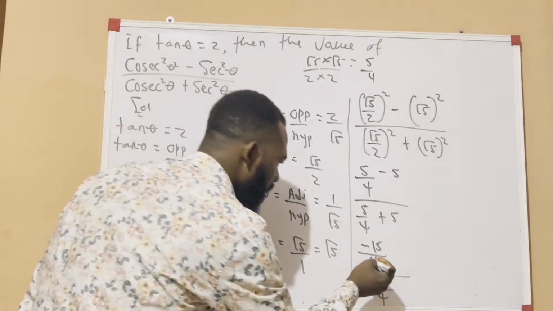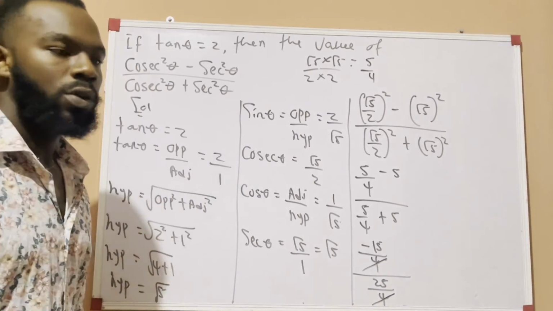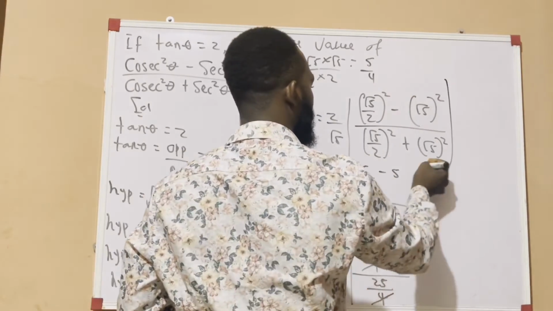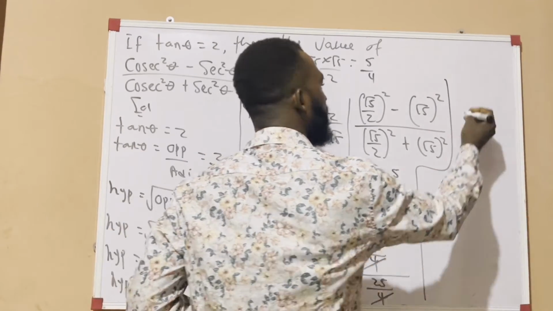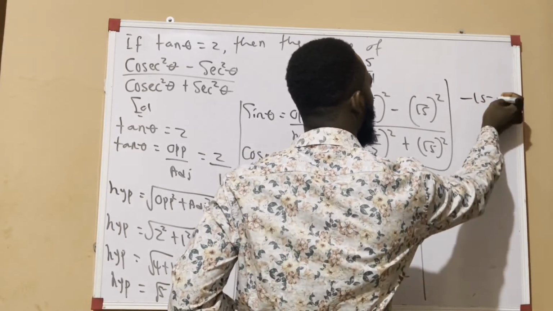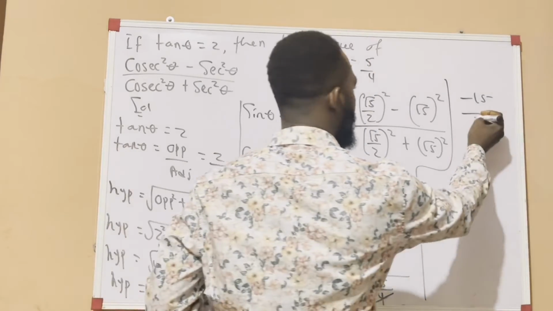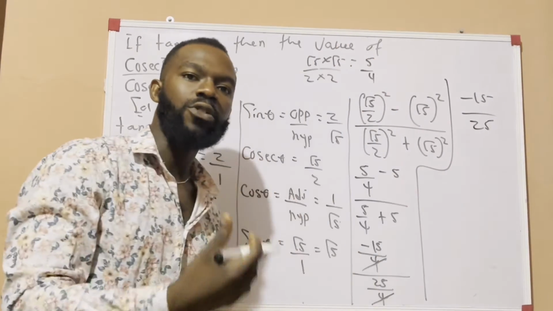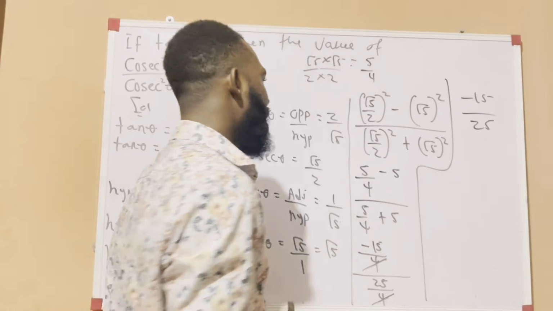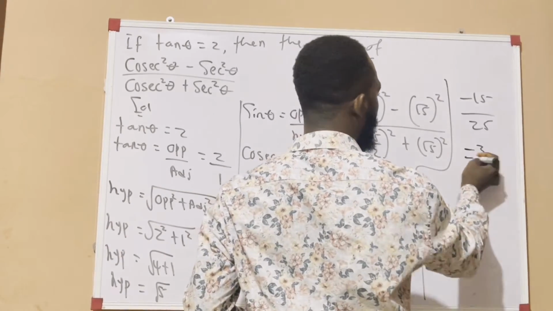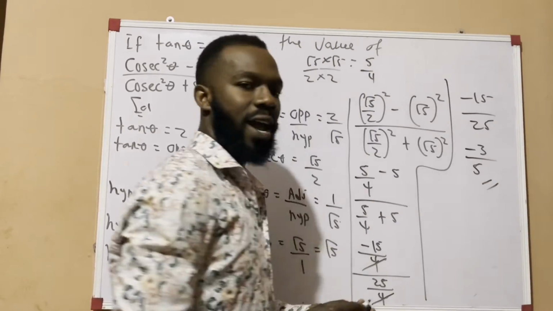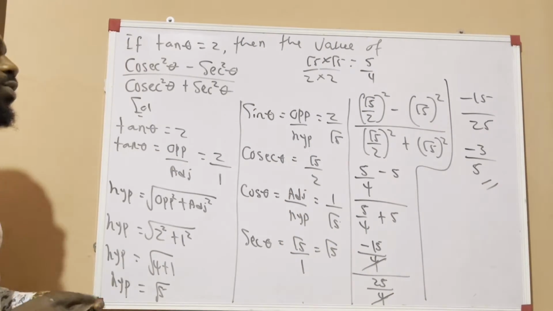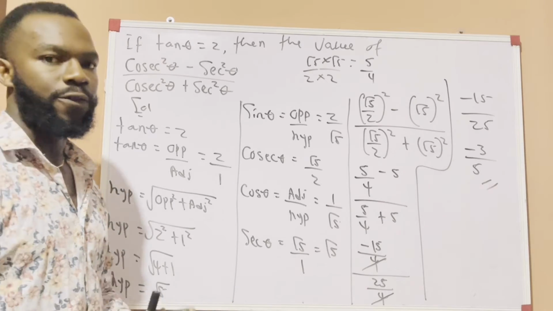Now you will see that here, 4 can cancel out 4. So what do I have left here? From here, I have just minus 15 on top. And then I have 25 down. And we all know 5 can cancel out minus 15 and 25. So if I cancel out minus 15, we are going to get minus 3. And if I cancel out 25, we are going to get 5. Of course, the answer to the question is minus 3 over 5.